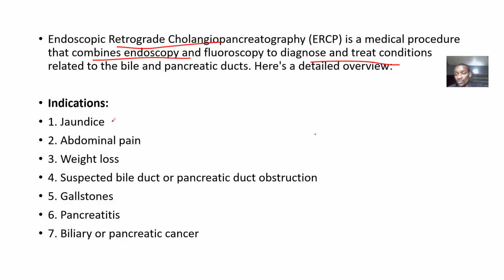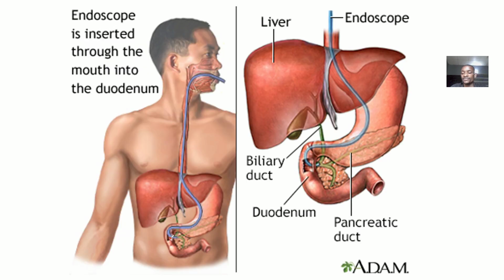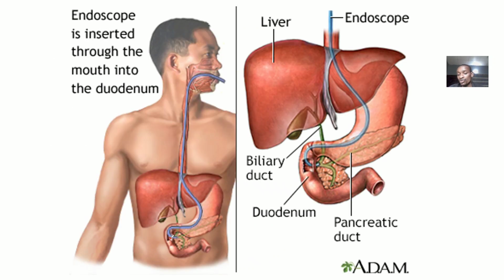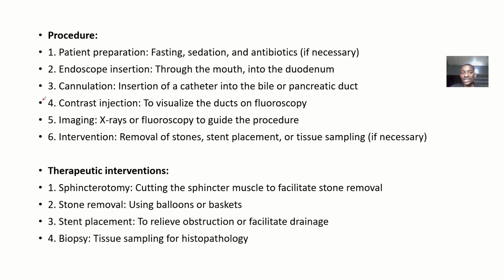For the indications, now, when to use it. If the patient has jaundice, you might be opting for this. If the patient has abdominal pain, you might want to look out why. Then there's weight loss, or suspected bile duct or pancreatic obstruction. Okay, then if there's presence of gallstones, inflammation of the pancreas, or if there's a biliary or pancreatic cancer, you might also want to opt in for this. Okay, so this is the endoscopic retrograde cholangiopancreatography.